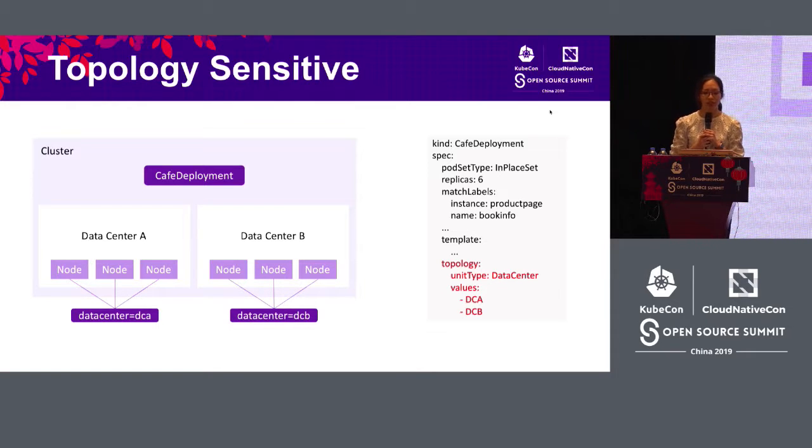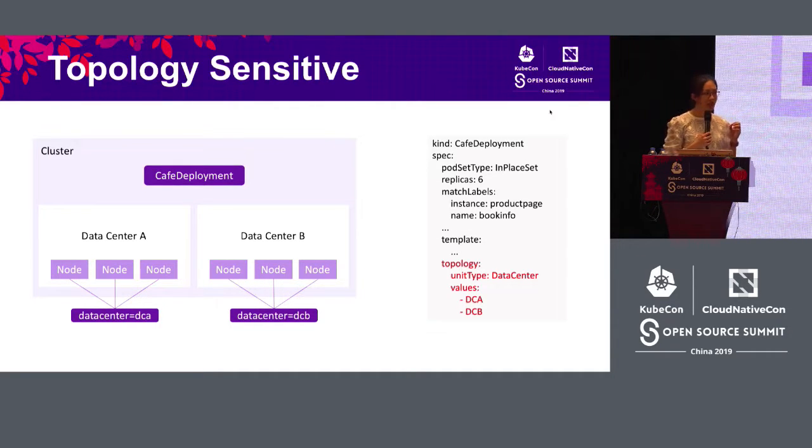And the cafe deployment naturally supports active replication or multi-active replication. And in the spec, we have a clear definition of the topology of the application. On the left side, you can see the output, and the cluster covers 2 data centers. In each data center, I have a node.